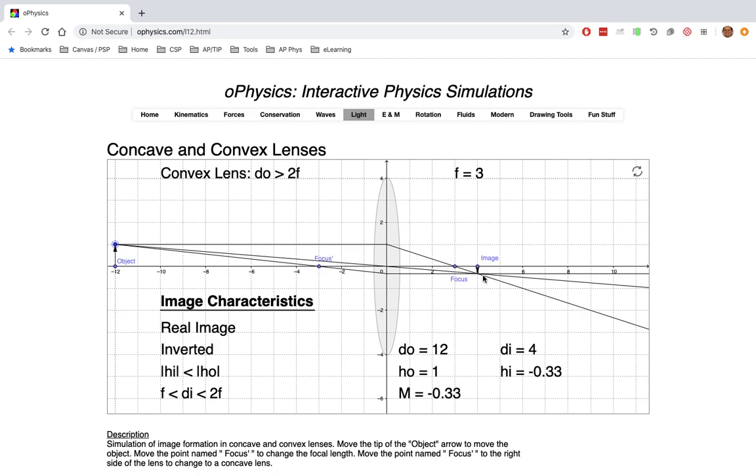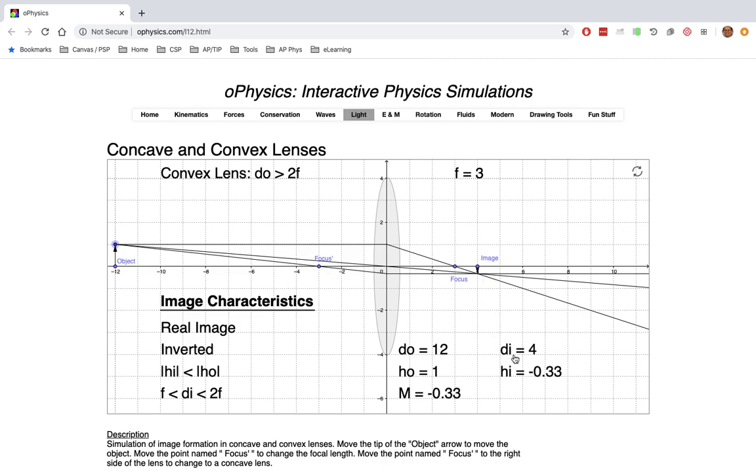And what we want to know is where is the image? And unfortunately, I can't hide this, so you can probably just cheat, or you can read it off the graph. But the image is at about 1, 2, 3, 4 centimeters. See that tiny little image there? That's where the rays of light reconverge, so that's where the image is.